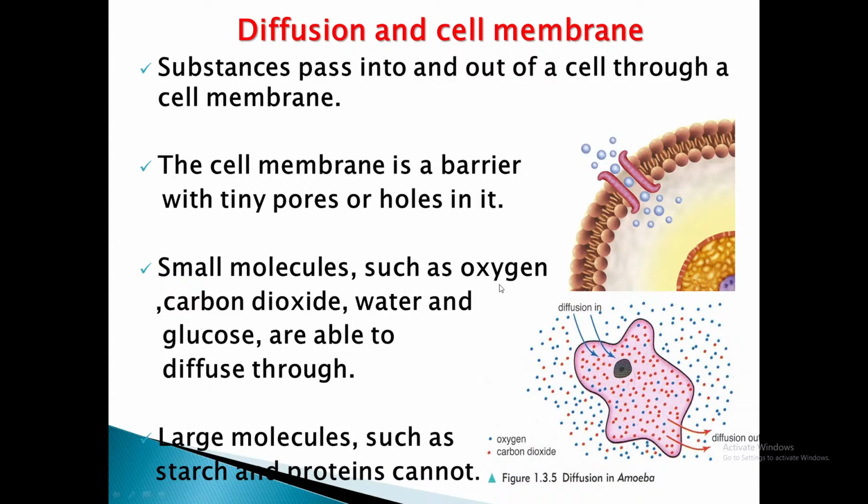So oxygen, for example, would definitely diffuse into the cell because that's where it is needed. Carbon dioxide will diffuse out of the cell because the cell produces carbon dioxide and it is of no use. It is a waste material inside the cell. So once the cell produces it, it needs to diffuse out so that your respiratory system can breathe it out. As for water, water can diffuse in and water can diffuse out.